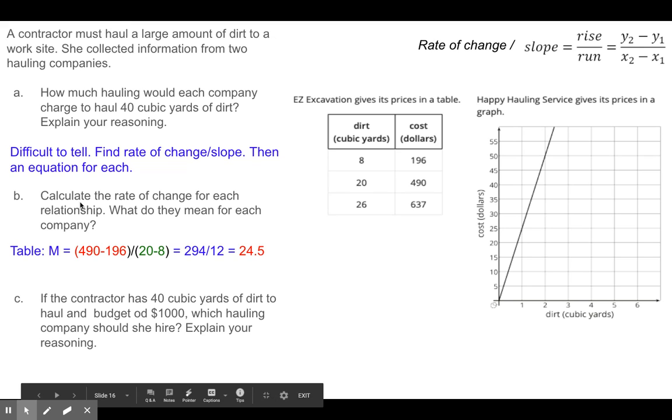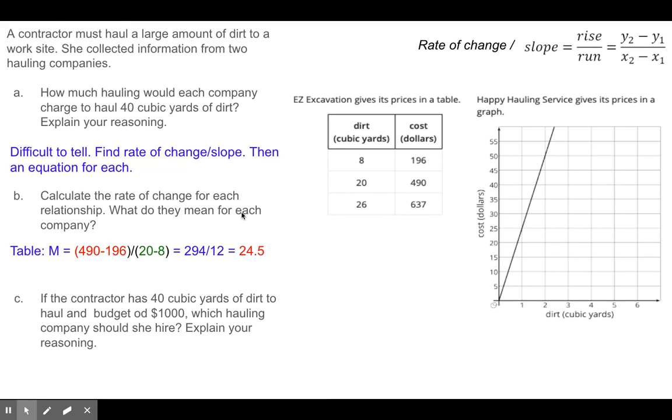For B, we want to calculate the rate of change. So I picked an ordered pair from the table. We have 450, 490 is the cost for 20 cubic yards of dirt. And 196 is for 8 cubic yards. So these two values represent my first and second y values.